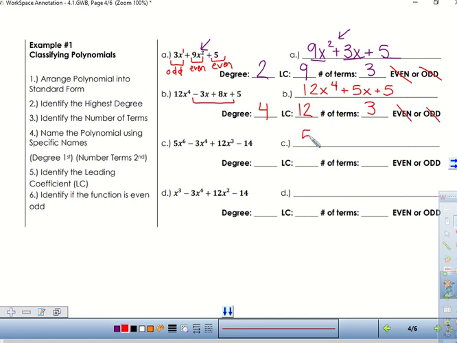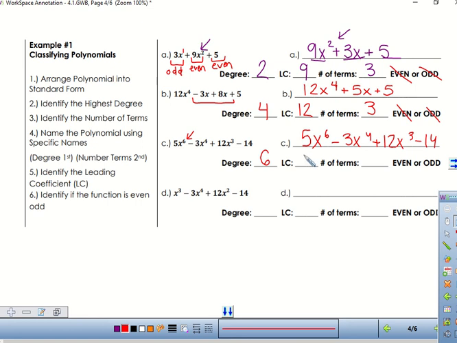This one here, you can see it's actually already in standard form for us, and there are no like terms for us to combine. So I can just rewrite it as is on the line. This is 6th degree because the highest exponent term is 6.